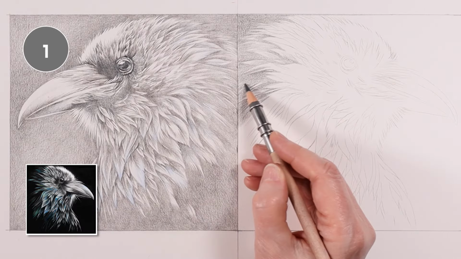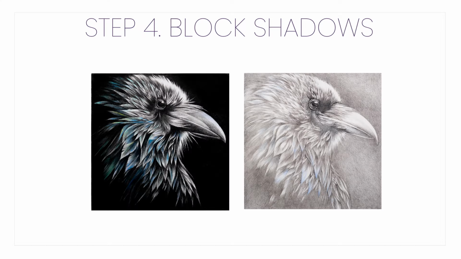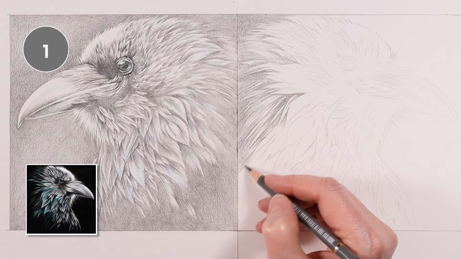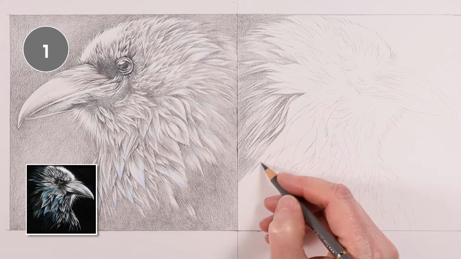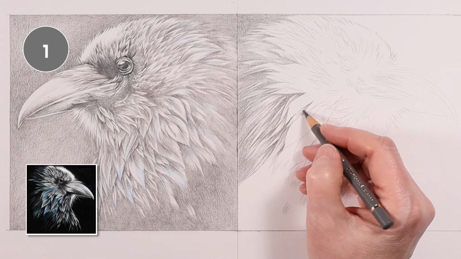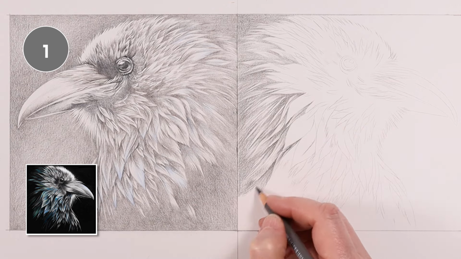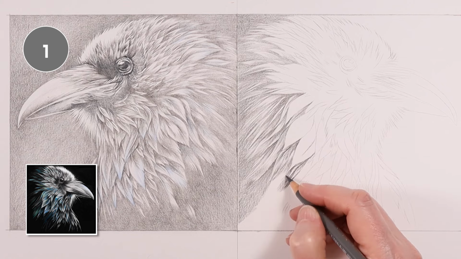We're now moving on to our high value drawing of the raven. This is step four. Once you have your reference image and understand your light source, it's time to start blocking in the values of your drawing. This step is crucial as it establishes the foundation for the rest of your work. Here's how you can approach it.